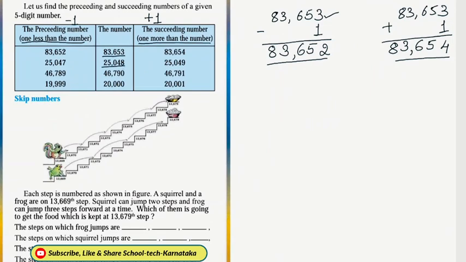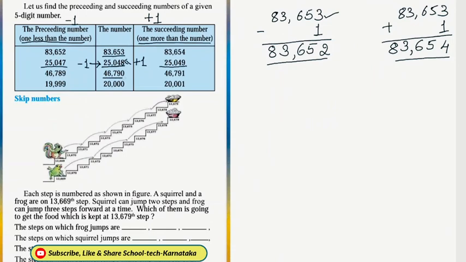In the same way, the preceding number of 25,048 is, how do we find the preceding number once again? We subtract 1 from the given number. So the preceding number of 25,048 is 25,047. And how do we find the succeeding number? We add 1 to the given number. So the succeeding number of 25,048 is 25,049.